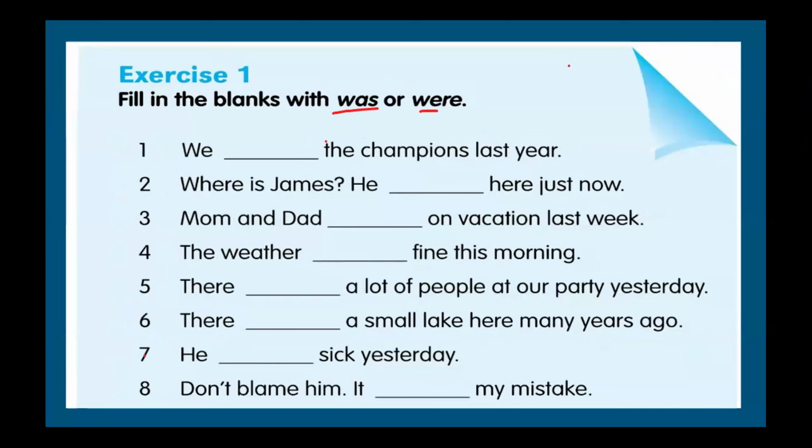Now see over here, fill in the blanks with was and were. We were the champions last year. Were, very good. With plural nouns, you are going to use were. Next one, where is James? He was here just now. Next one, mom and dad were on vacation last week.